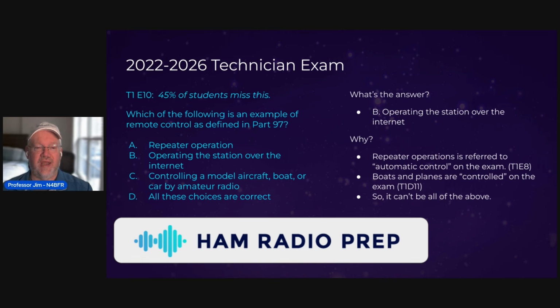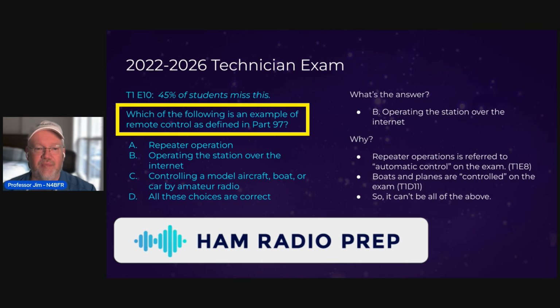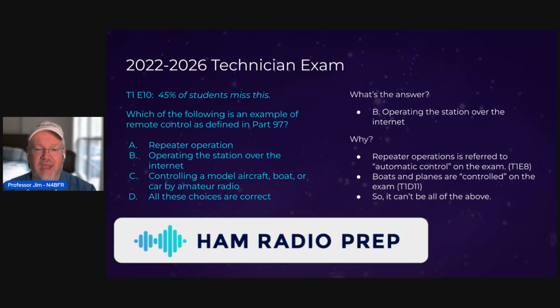And the question that I chose here is T1E10. So this is in the first group of questions and E number 10. So I think this one falls, if you're taking the technician course, somewhere in lesson 2, 3, or 4. I didn't call out exactly which lesson, but one of those very early lessons. And the question is, which of the following is an example of remote control as defined by Part 97?